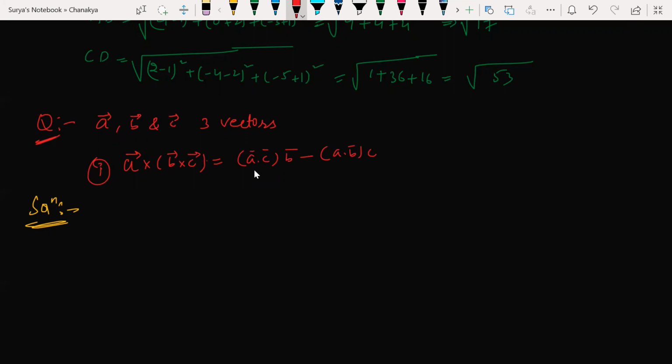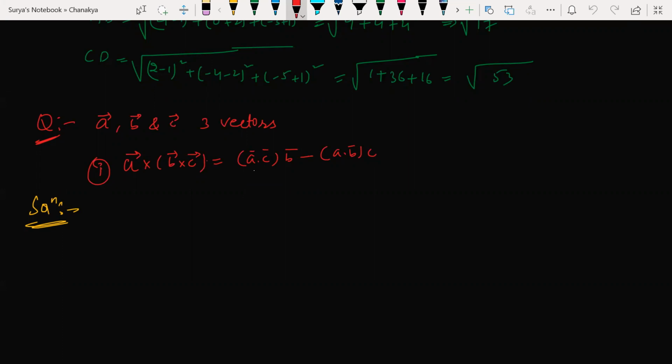How can you prove this? Very simple actually. One second, it's lagging. The pen is lagging.